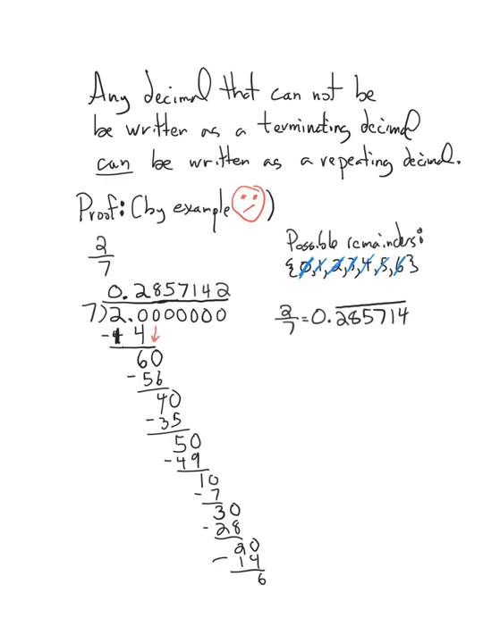And you could think, well, there's nothing special about 2 or 7. Whatever we divide by, whatever our denominator is, it's going to have 1 fewer possible remainders. And eventually, we're going to run out. So that's the idea. Let's write that up.